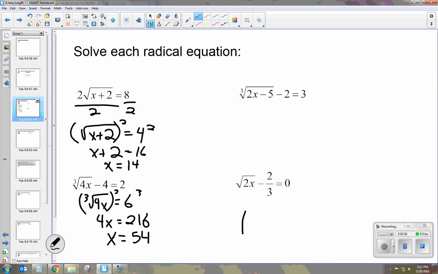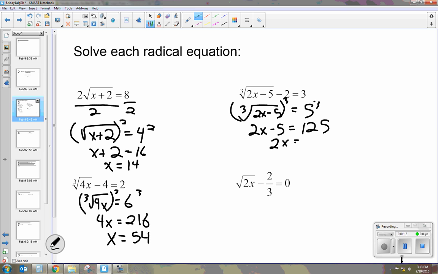Same thing over here, we're left with the cubed root. The cubed root of 2x minus 5 equals 5. Cube both sides, 2x minus 5 equals 125. 2x equals 130. X equals 65.